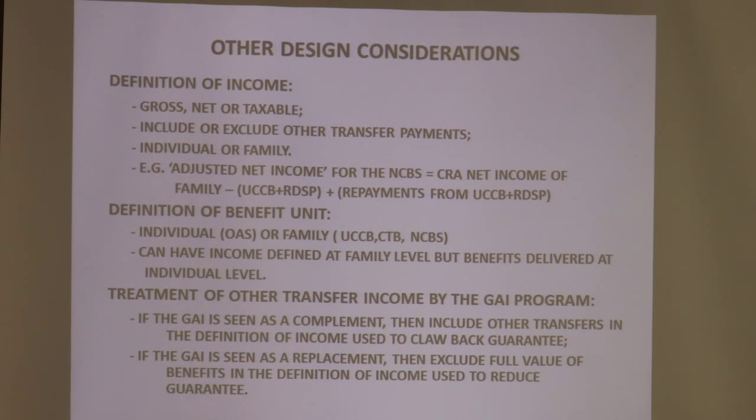Another thing you have to think about is the treatment of other transfer income. And my sense is that if you see a GAI, I use the Guaranteed Annual Income acronym here, but it could be basic income, if the GAI is seen as a complement to existing programs, then you should include those other transfer programs in the definition of your income, because you want to take those into consideration in defining what the incremental value of your transfer payment is going to be. Conversely, though, if you see the GAI as a replacement, then you want to exclude the full value of those benefits in your definition of family income, because those programs aren't going to exist. So those are some design considerations.